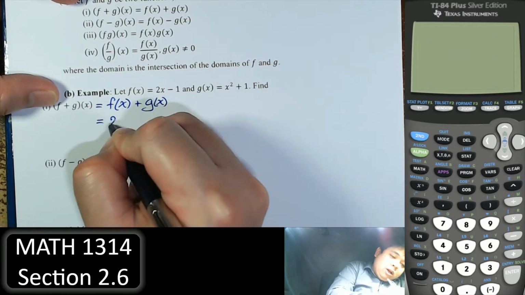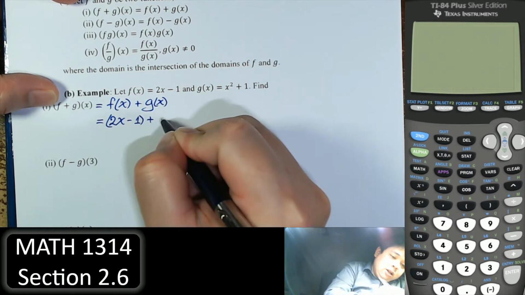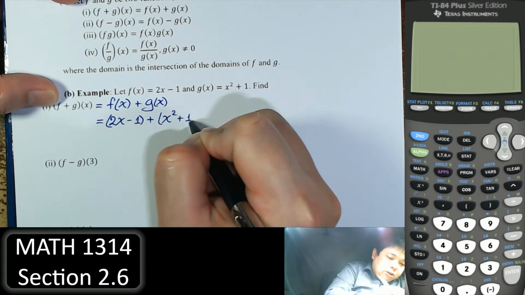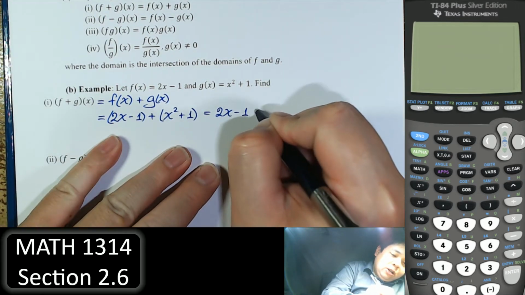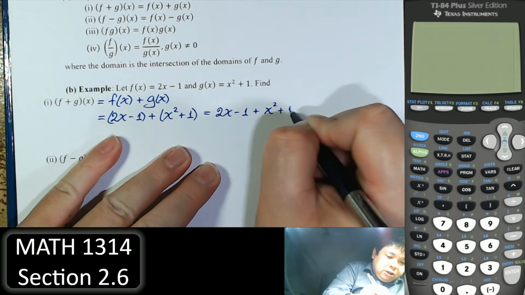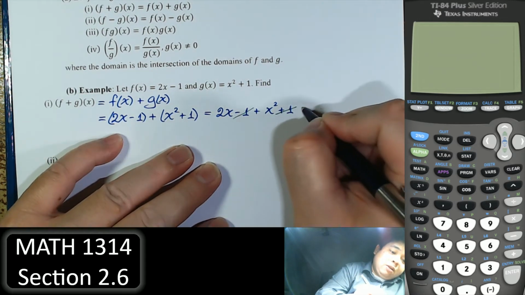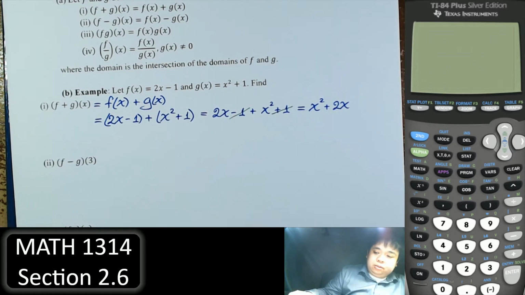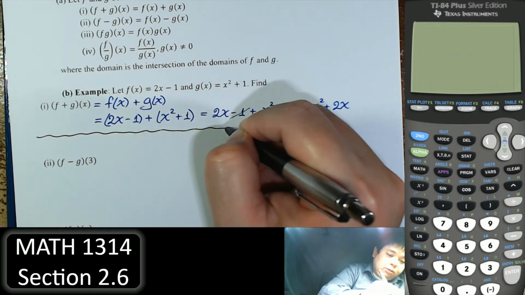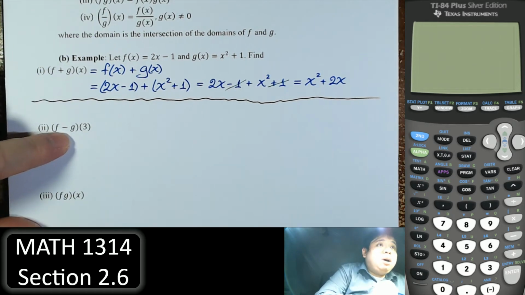So f of x is 2x minus 1 plus x squared plus 1. Remove the parentheses, 2x minus 1 plus x squared plus 1, minus 1 plus 1 cancel out. We have x squared plus 2x. Right, very straightforward.